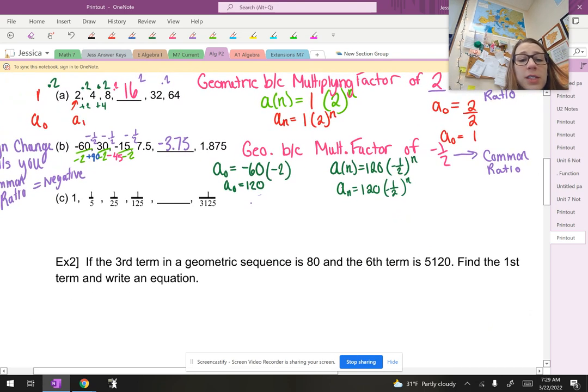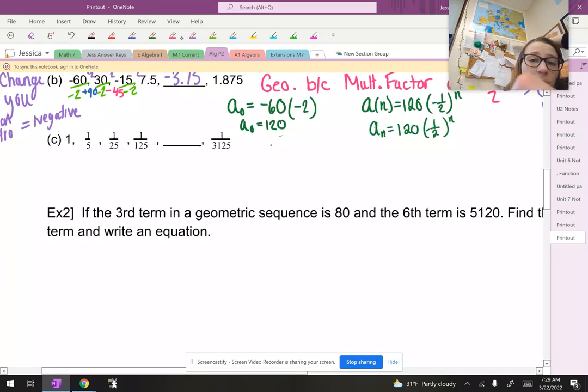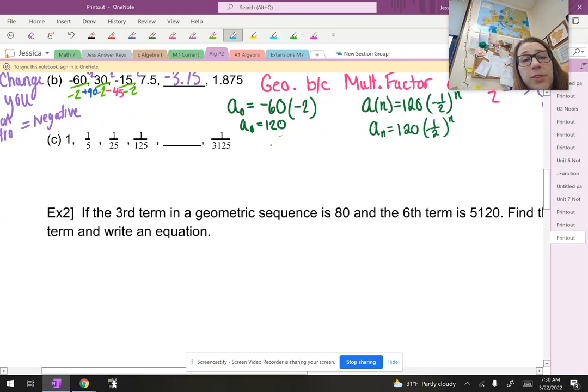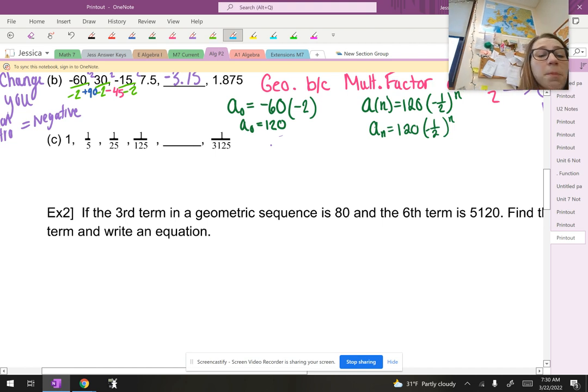All right, last but not least here, we have part C, or sequence number C, letter C to look at. Starting with 1 and going to 1/5. Well, definitely not arithmetic, because that would involve minusing 4/5, and that's not going to continue working. So definitely geometric, because multiplying factor.